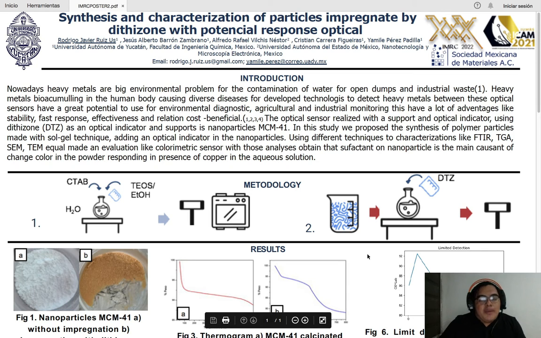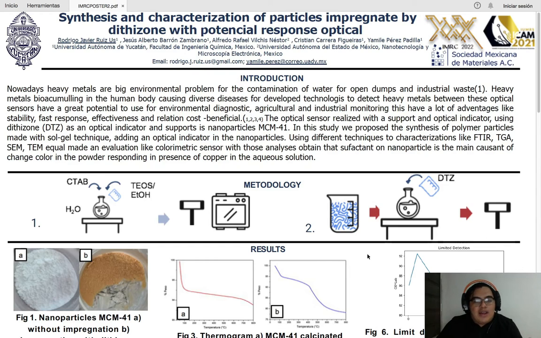In the methodology, we have CTAB, TEOS, ethanol, and water. These are combined at 80 degrees with stirring and heat for two hours. Then the content is filtered and dried in vacuum with heat at 100 degrees.